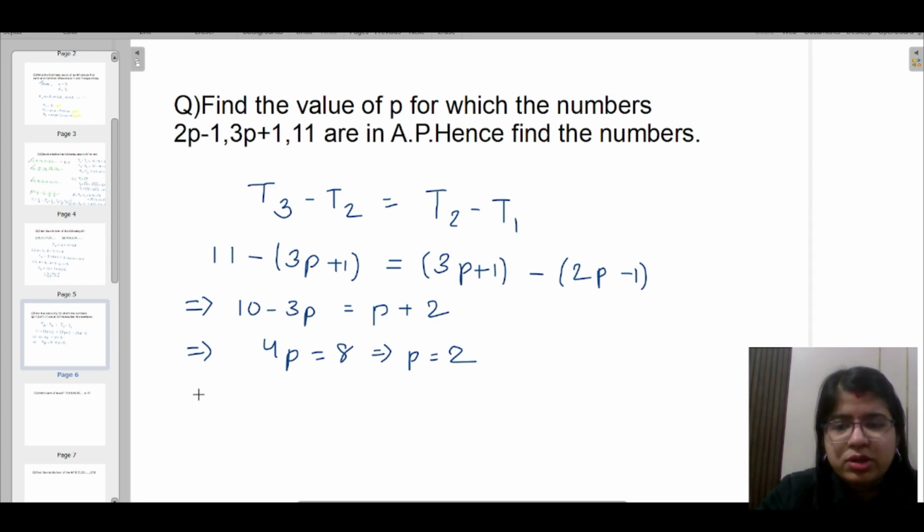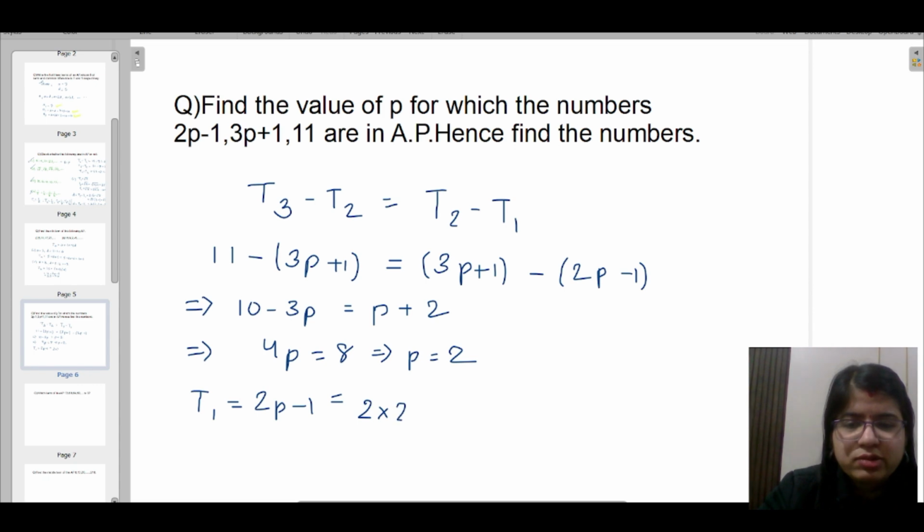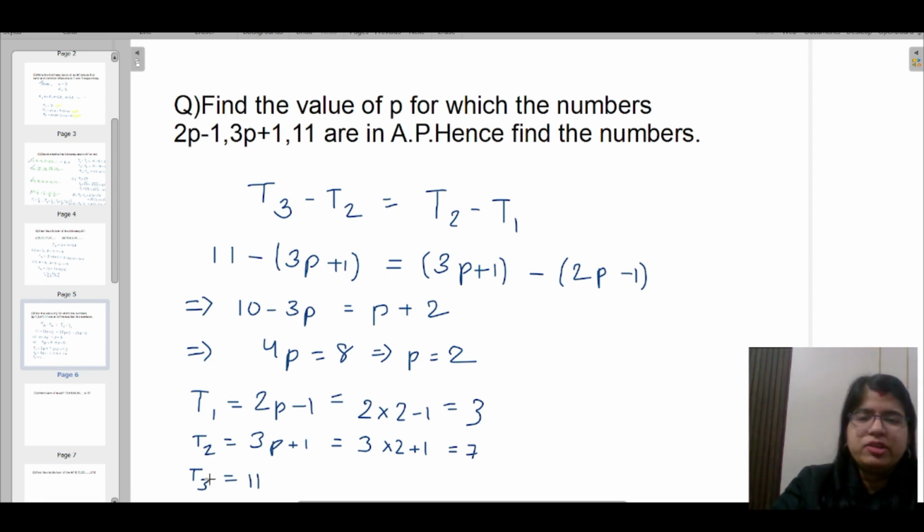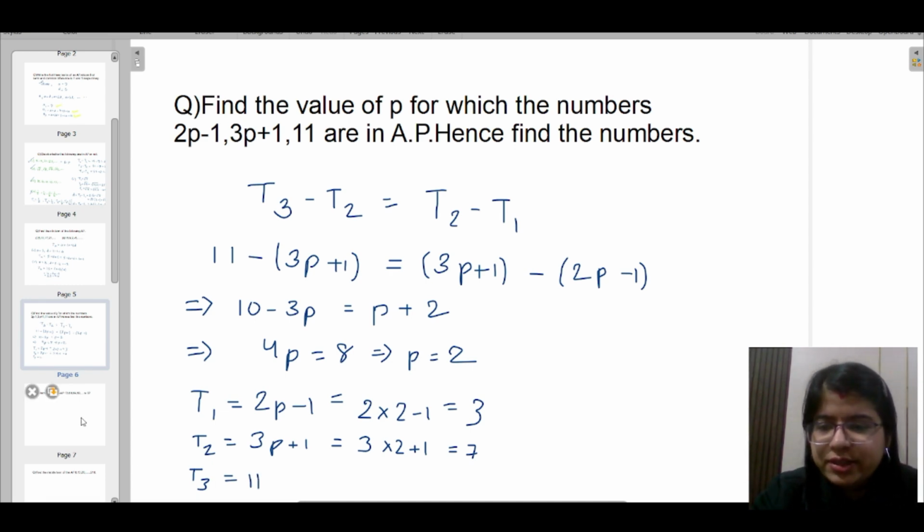So what will be the numbers? We are going to substitute the value of p. T1 is equal to 2p minus 1, which is 2 into 2 minus 1, which is equal to 3. Then T2 is 3p plus 1, so we will have 3 into 2 plus 1, which is 7, and T3 is here 11. So students, a very easy question. I hope you all are getting this.